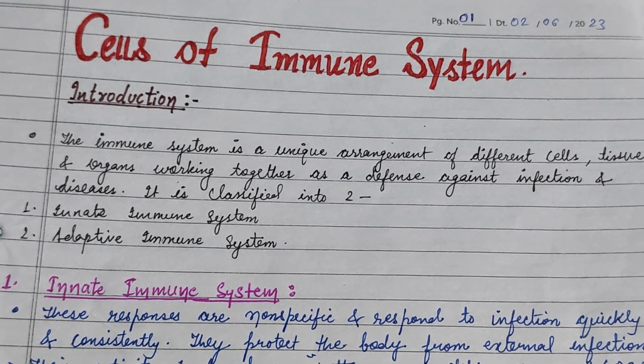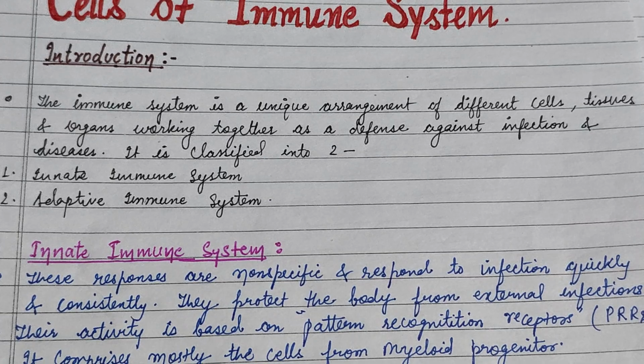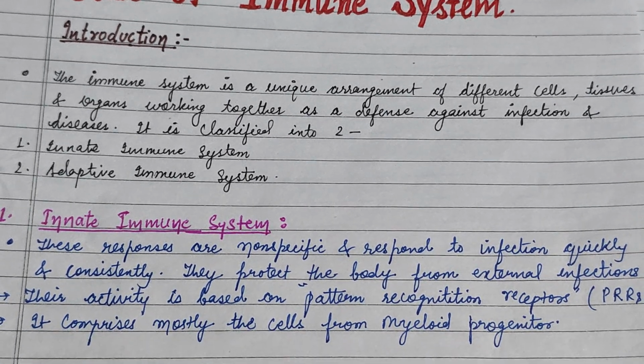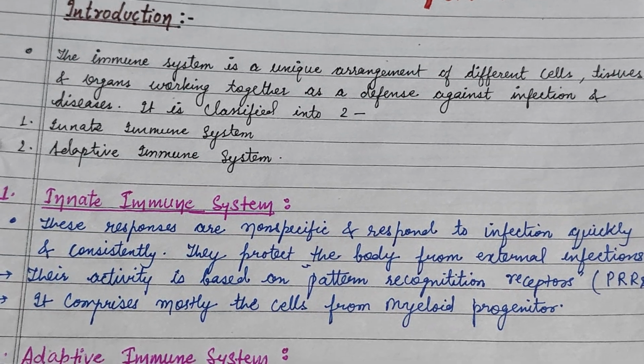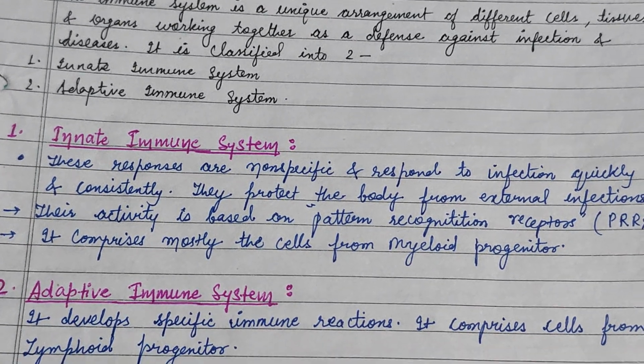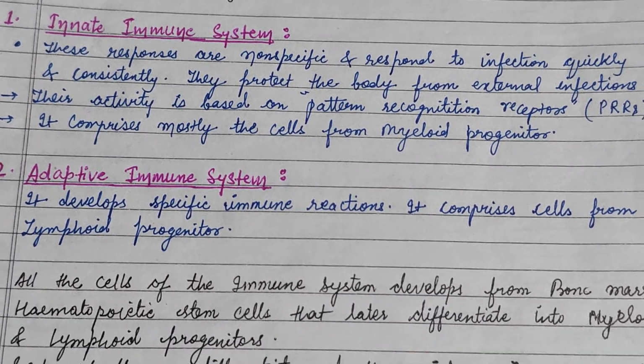Hello everyone. Through this video, we'll discuss the cells of the immune system, which is included in the CC10 of semester 3 syllabus. The immune system is a unique arrangement of different cells, tissues and organs working together as a defense against infection and disease. It is classified into two types: the innate or inborn immune system, and the adaptive or acquired immune system.